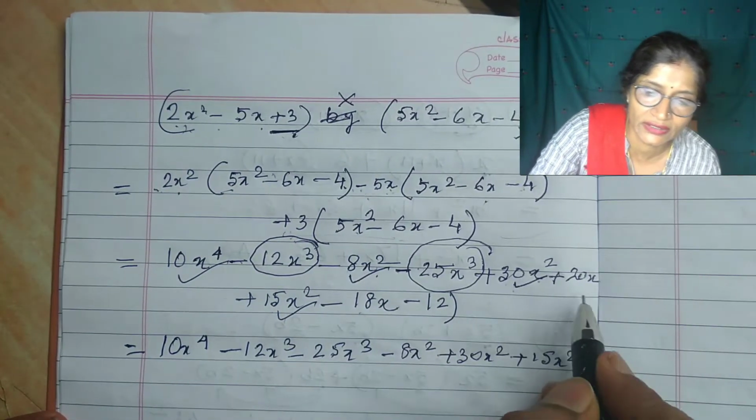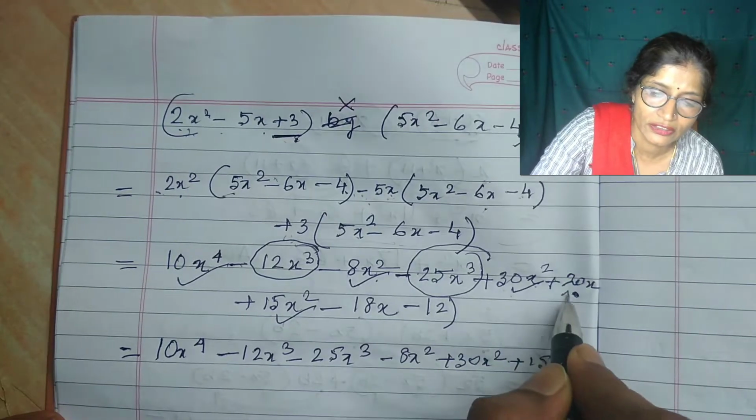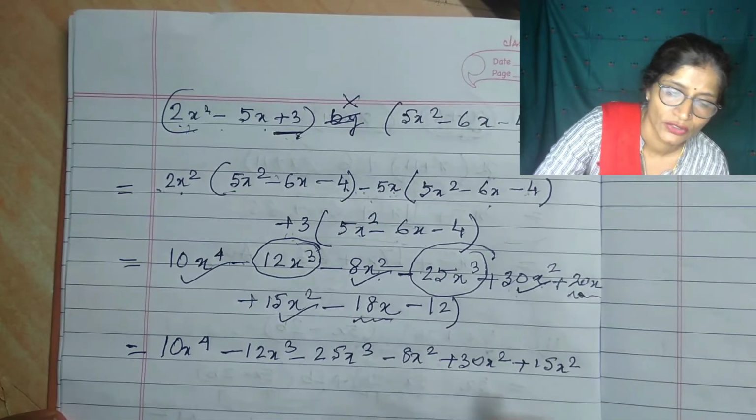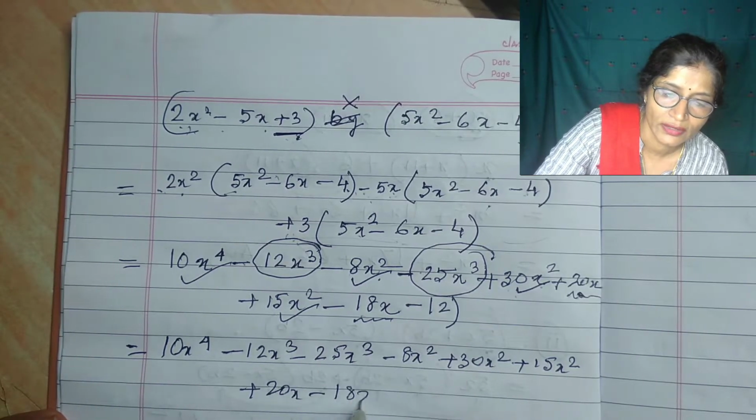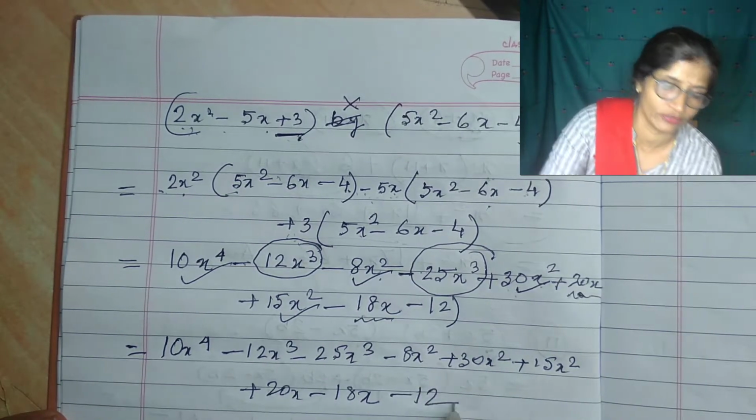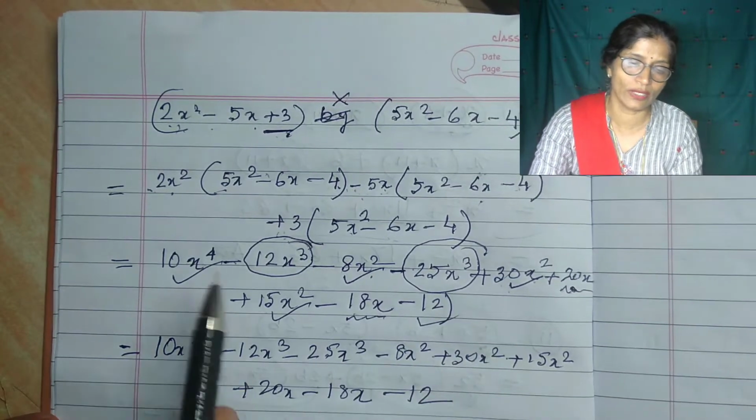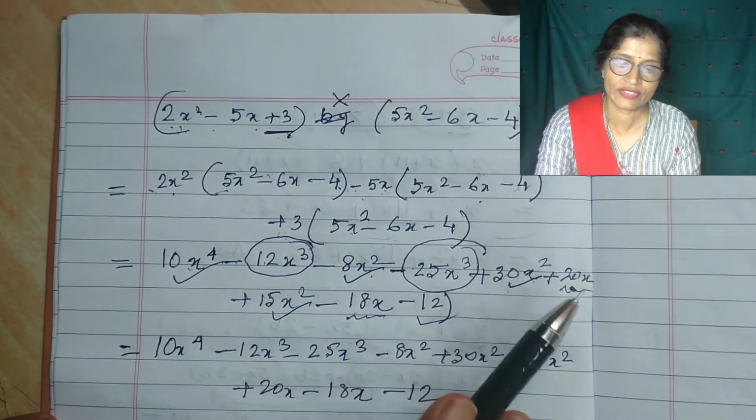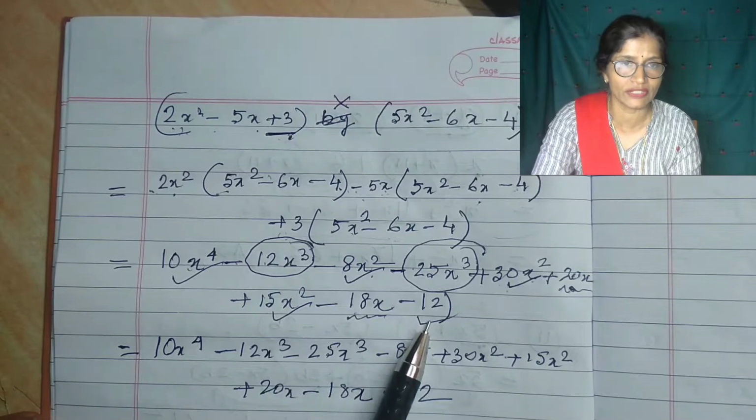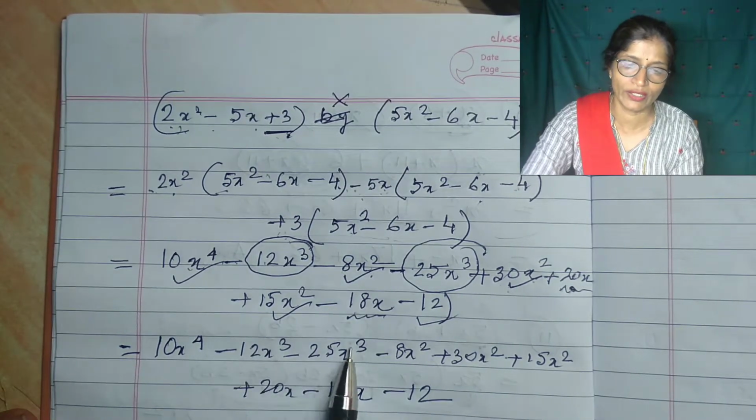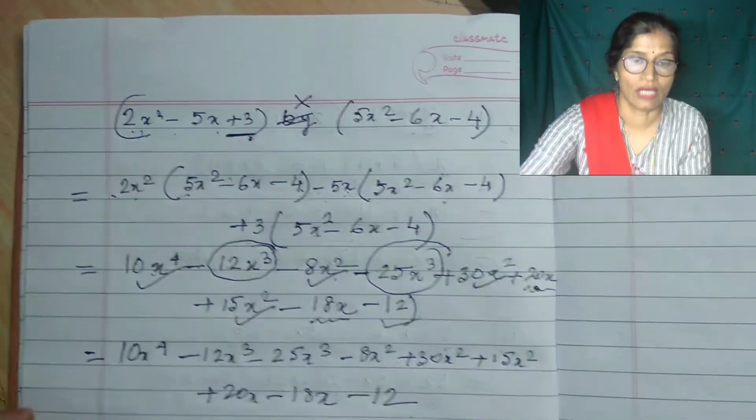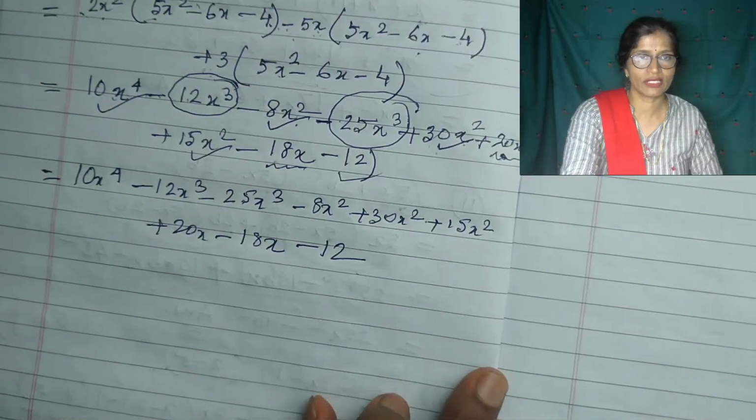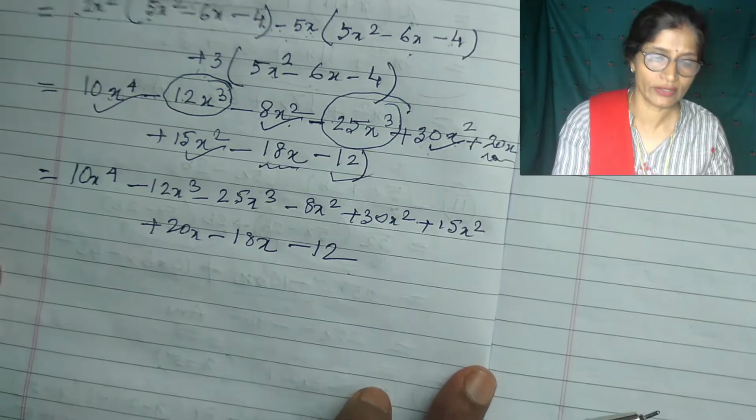Next is x here. This is x, this part is x, this part is x. So it is plus 20x minus 18x. And a pure number, that is 12 here, this 12. So 1, 2, 3, 4, 5, 6, 7, 8, 9 terms are here. Here 1, 2, 3, 4, 5, 6, 7, 8, 9. So count the terms when many terms are there. Otherwise, maybe you will miss out any term.